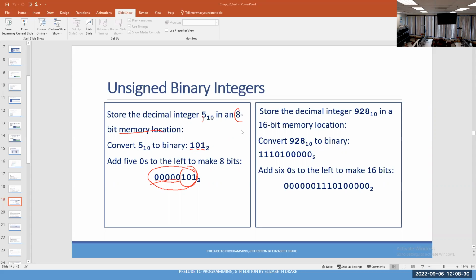Now, if you want to store the decimal integer here, 928, in the 16-bit memory location, when you convert it to binary, you have this one, right? But remember, you need to store it in 16 bits here, right? So of course, you need to add the 0s here on the left to make it up for the 16 bits here, right? And any questions so far? Hello? Any questions?